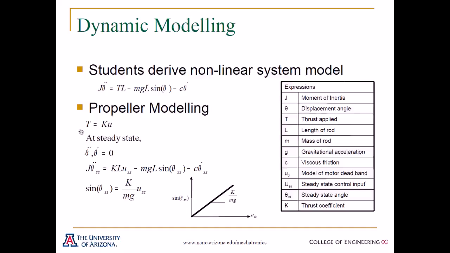The next step is to examine the model at steady state, that is the condition where theta dot and theta double dot are equal to 0. Under steady state condition, the model relates the steady state angle to the steady state input voltage U_SS, and students are able to plot this relationship as a linear proportionality law relating the steady state U_SS to sine of the steady state angle theta_SS. This allows them to determine the constant K over mg, which is later on used in the development of a full model of the system.